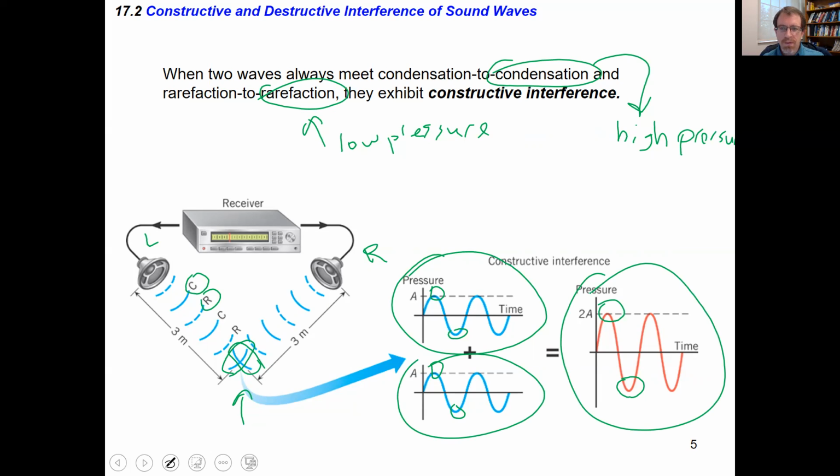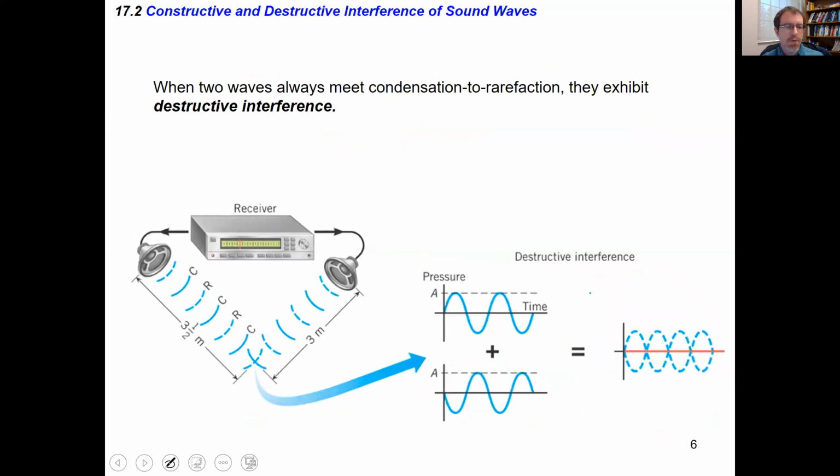All right, so let's see what happens if maybe I'm not equidistant from my two sources of sound. So here we can see that I'm 3.5 meters away from the left-hand speaker and 3 meters away from the right-hand speaker. Incidentally, it looks like these figures are drawn so that the wavelength of the sound is exactly 1 meter. So that might help us to think about it a little bit.